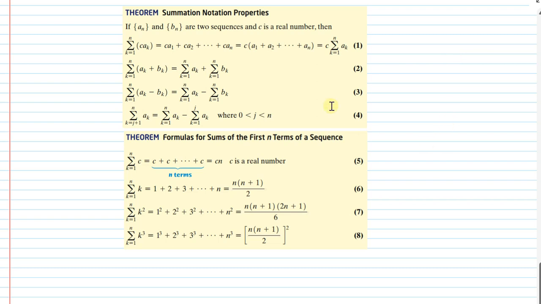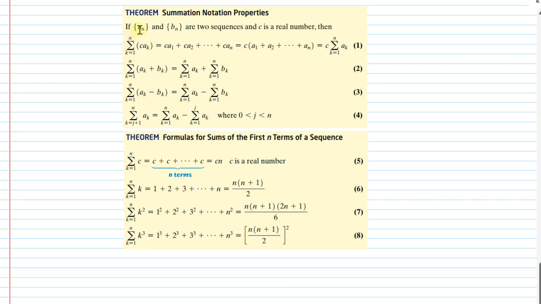The first few, the first theorem, summation notation properties. These are just properties of sigmas, which there's 4 of them. The latter 4 are formulas to find the sum, actually. Okay, these are not properties. These actually give you the sum. So let's start with the first one, numbers 1 through 8.